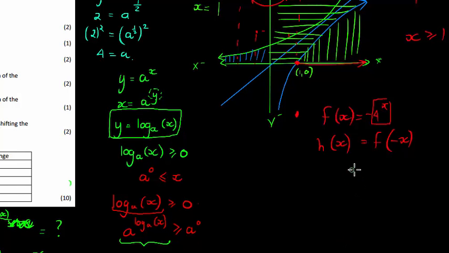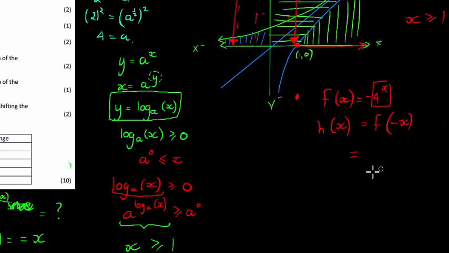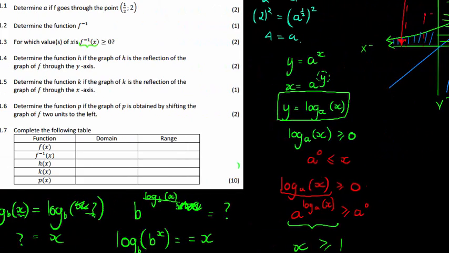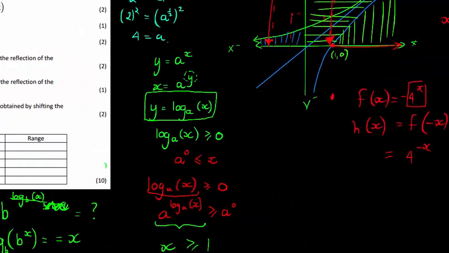Okay. You can just remember that, but it does make sense, because whose sign gets changed? The x. The x's sign gets changed. Okay. So this becomes 4 to the power of negative x. Make sense? Yes. Determine the function k if k is the reflection of f through the x-axis.